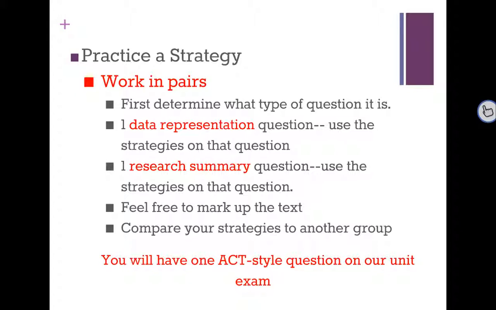Now, the reason we're spending time on this is because you are going to have one ACT style question on our next unit exam. So you want to be able to identify passages, but you also want to be able to use those strategies so you can be successful on those passages. So the substitute, go ahead and stop the recording until everybody has compared strategies.